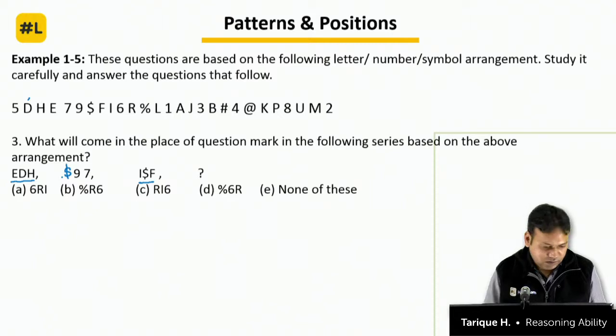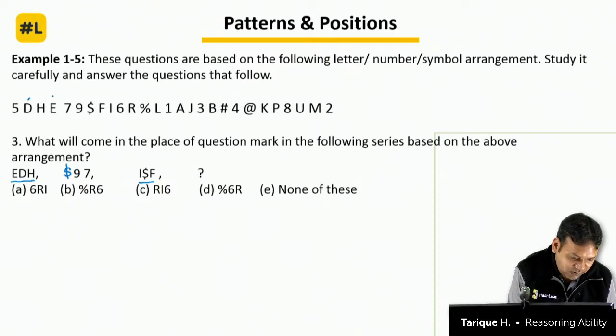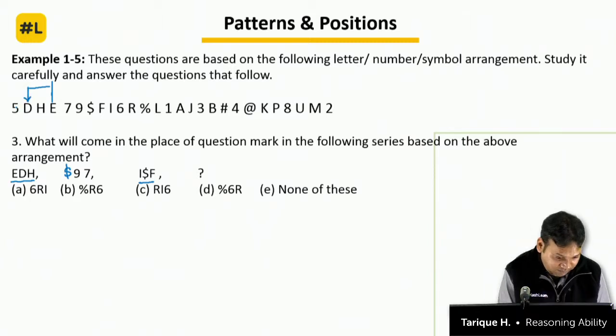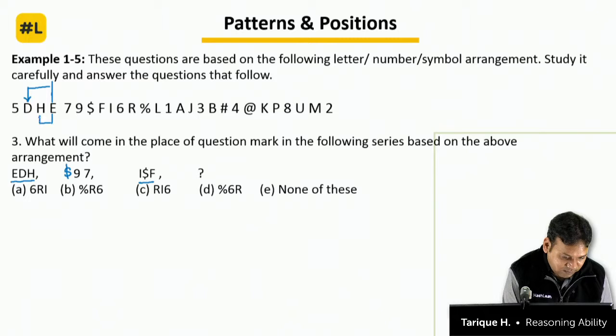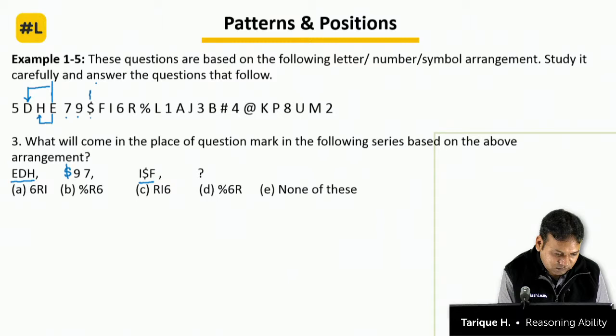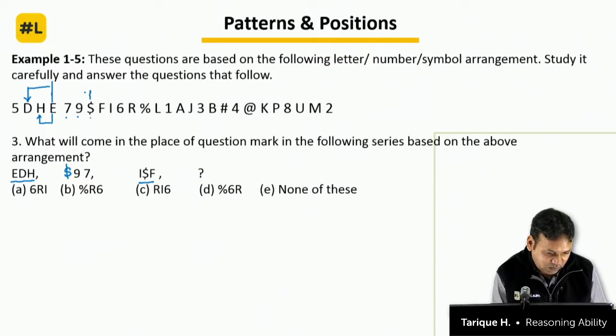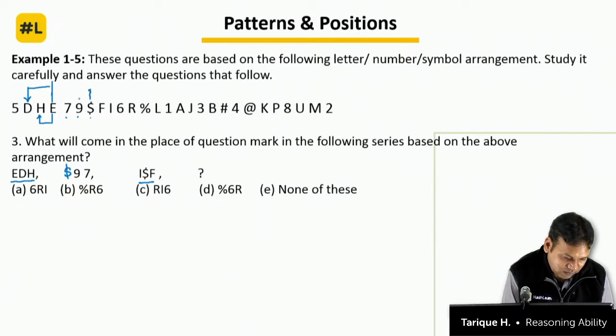All right, so first start with again EDH. From E when we go 2 positions back we get D, and when we go 1 position back we get H. Now we skip from here 1, 2, 3. From dollar we get... one second, something is definitely missing here. 9E7. Okay, all right. Let's just take this 9E7 and solve.